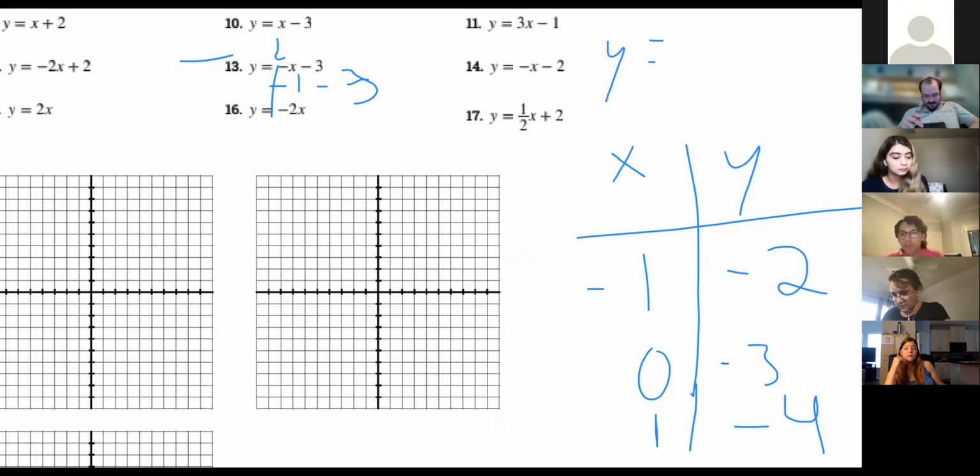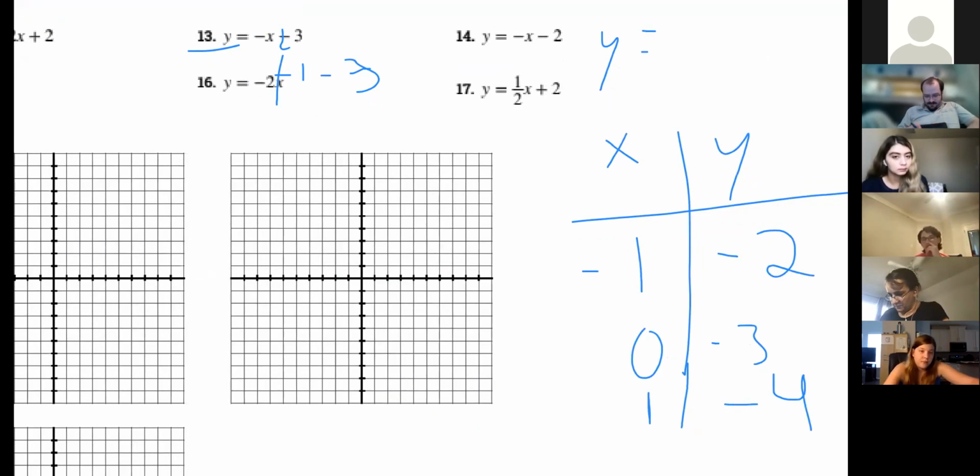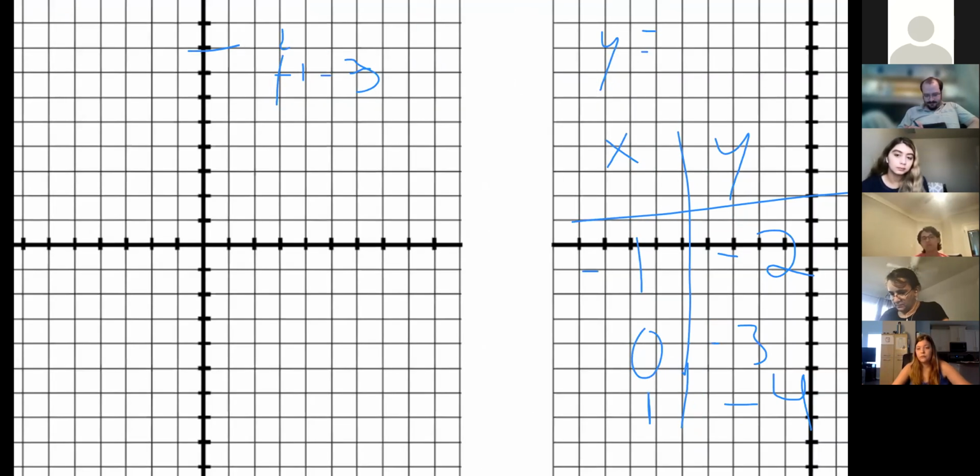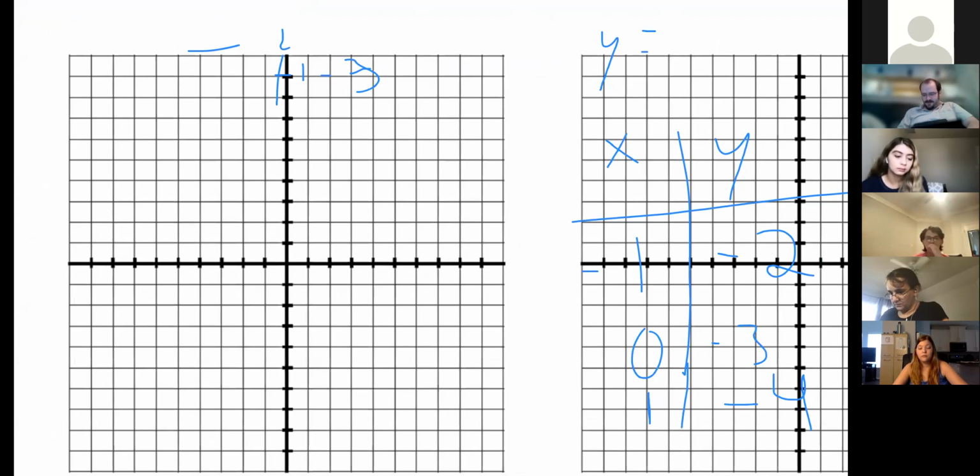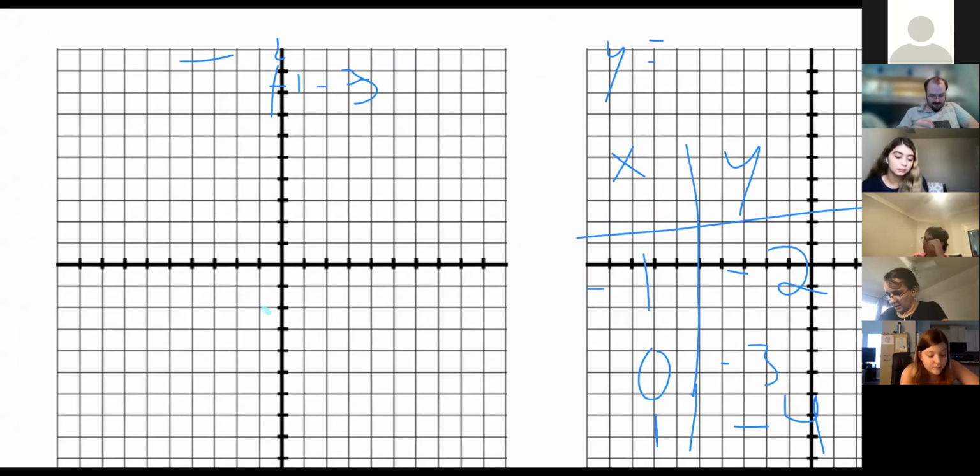Let me expand this. Okay, I want to do -1, minus 2. So I want to go left 1 and down 2. So I believe I'm right in here. I want to go 0, minus 3. So I'm not going left or right, but I'm going down 3 on the y axis. I'm going right 1 and down 4. So I go right 1, I go down 1, 2, 3, 4. Should be right in here.